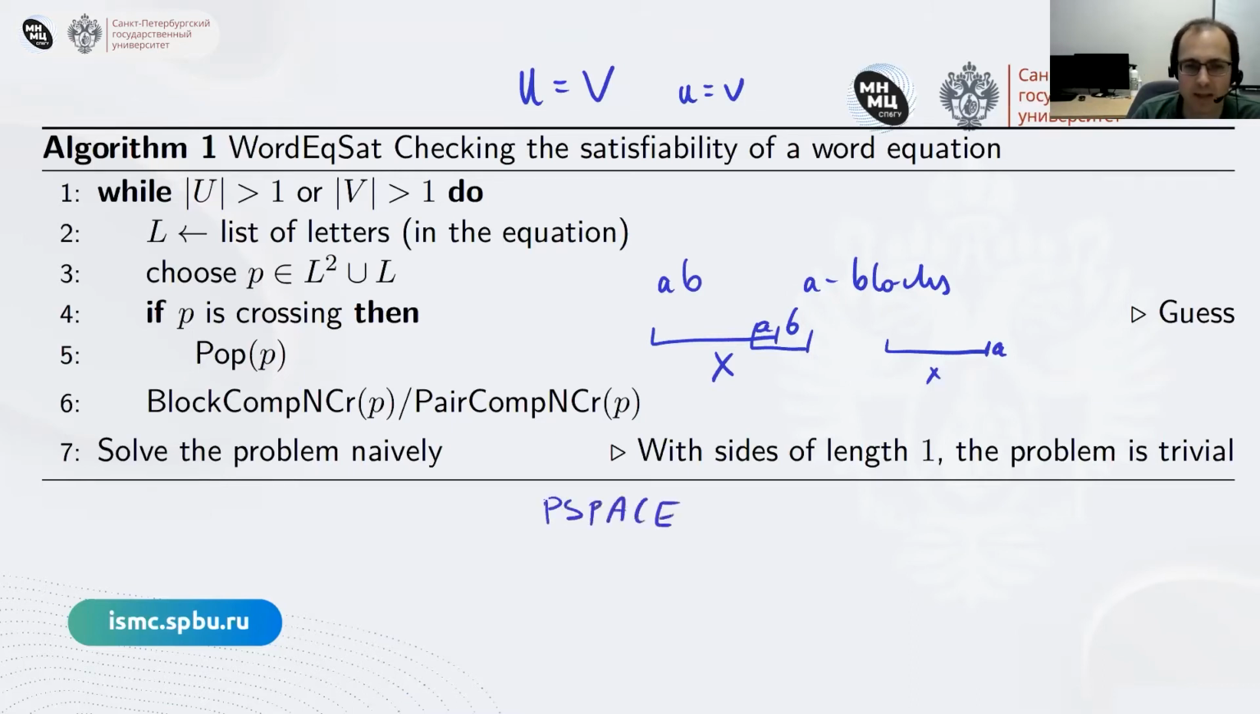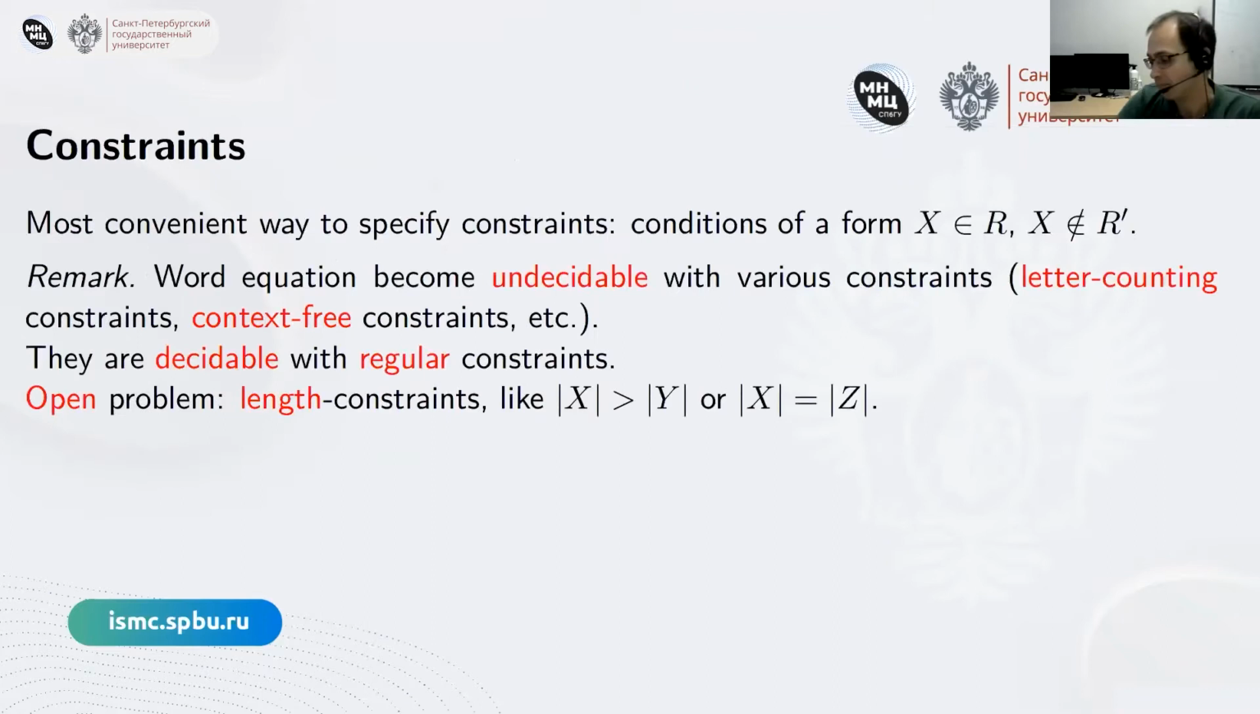This was shown by saying that either there's a non-crossing pair, which of course reduced the space occupied by the equation, or that there are not too many crossing pairs or crossing blocks, so we could choose the one which appears often enough and then compress it. There was a concrete space bound that we could show, which is more or less 8 times n squared, where n is the size of the input. One of the things that we would like to add to word equations are constraints.